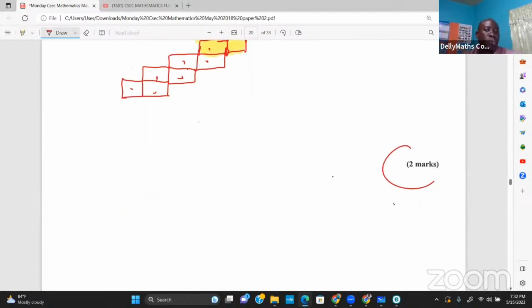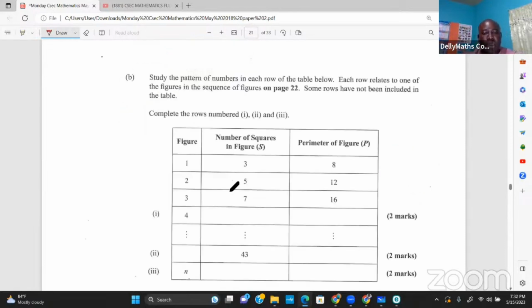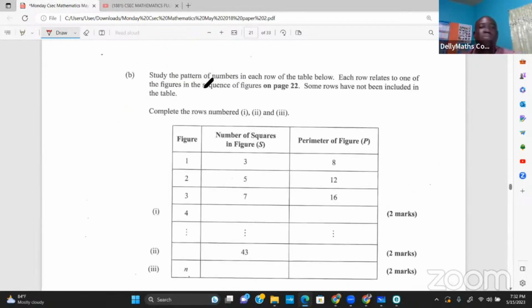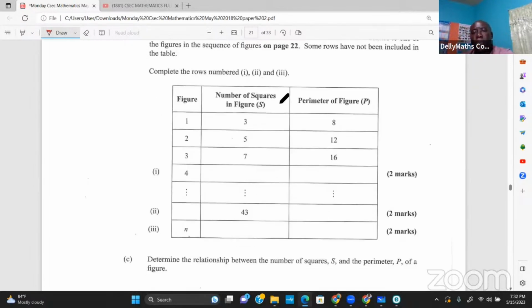Now you're going to go to the table, where the question is saying, study the pattern of the numbers in each row of the table below. Each row relates to one of the figures in the sequence. Some rows have not been included in the table. So they are saying to you, they skip out some stuff. Complete the rows. So 1, 2, 3, there. First thing, so you want to complete this.